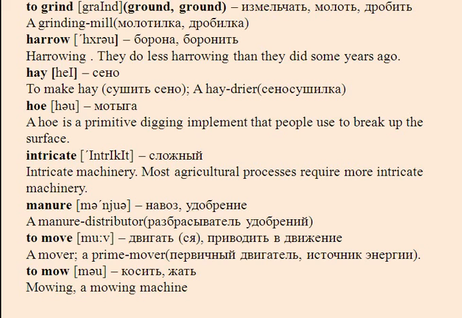Intricate, сложный. Intricate machinery. Most agricultural processes require more intricate machinery. Manure, навоз, удобрение. Вы еще знаете слово fertilizer. Здесь новое слово manure, навоз, удобрение. A manure distributor, разбрасыватель удобрений. To move, двигать, приводить в движение. A mover, a prime mover, первичный двигатель, источник энергии. To mow, косить. A mowing machine.